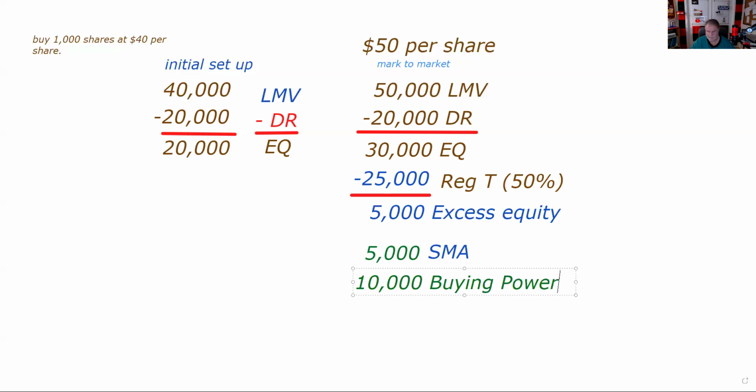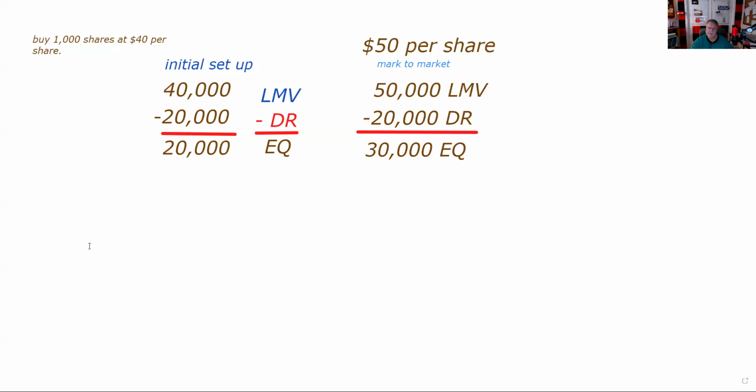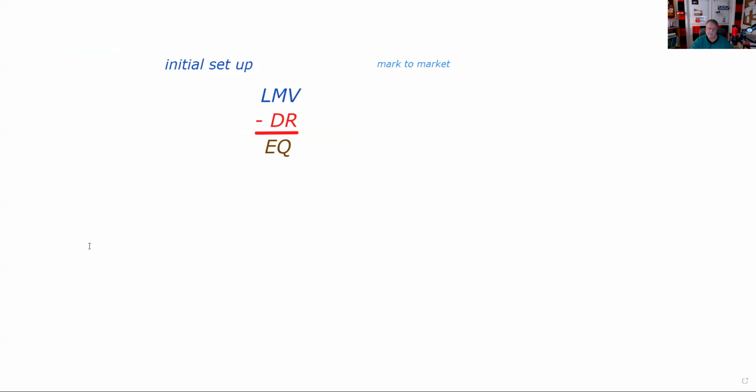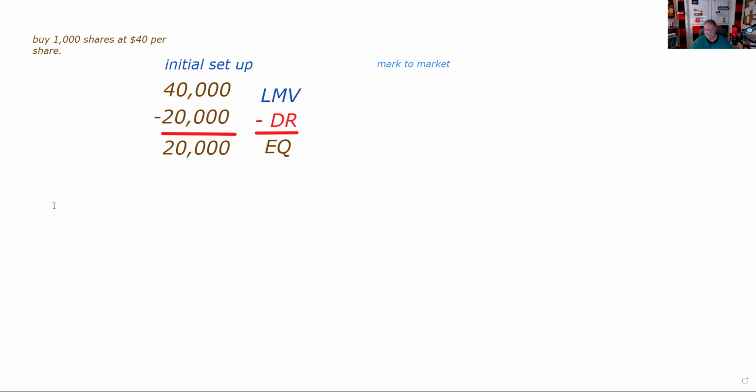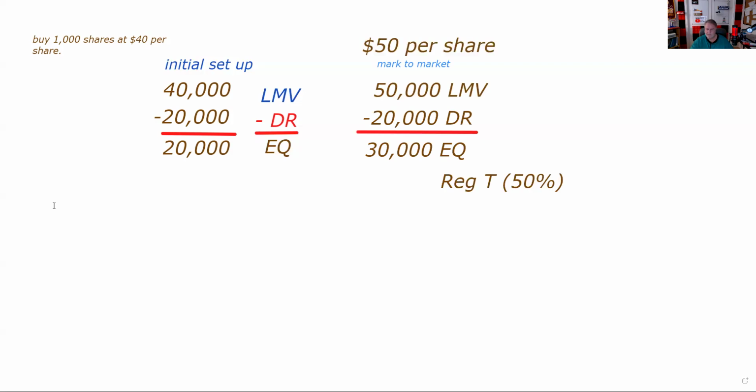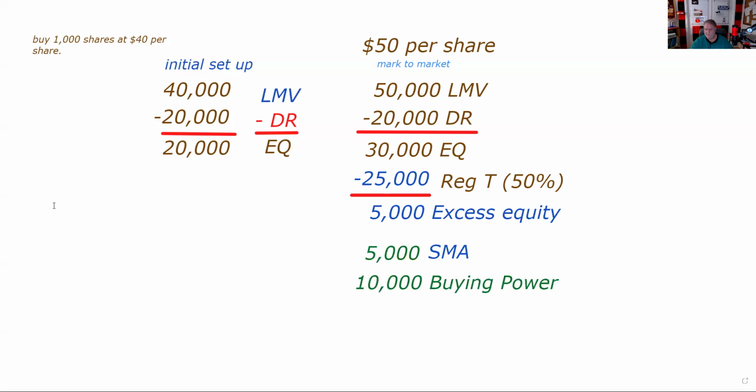And so the answer is this guy could buy $10,000 worth of securities without coming up with an additional deposit. The way we do margin questions is we do our initial setup and a mark to market. So the guy bought 1,000 shares at 40 and he made the required deposit. That's the initial setup. Then they say the stock goes to 50 or whatever, 45. Then we do our mark to market and we compare what he's got to Reg T. He's got excess, and that's his SMA. 2 times that is his buying power. All right. Any question on that?